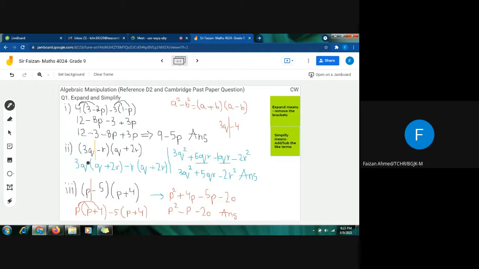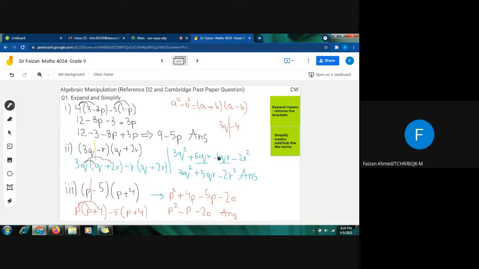अब मुझे सिर्फ multiply करना है, since I have to remove these brackets and a number is outside the bracket, so 3q will be multiplied with q to give me 3q square, and then 3q when multiplied with 2r, it will give me 3 times 2 is 6, and q multiplied by r will be qr, so this will be 6qr, minus r will be multiplied with q to give me minus qr, and since it is minus qr, so I can also write it as minus 1 qr, because जहाँ कुछ नहीं होता वहाँ 1 होता है, so this will be minus 1 qr, and then minus r multiplied by plus 2r will give me minus 2r square. ठीक है, minus plus minus and r multiplied by r will be r square.